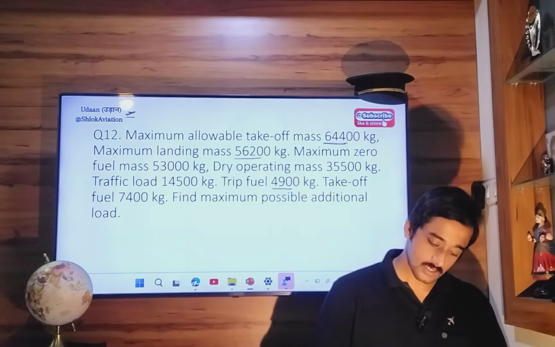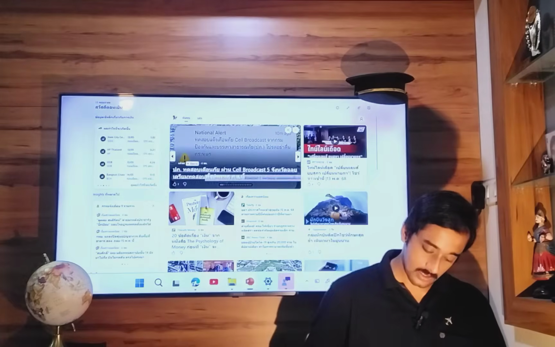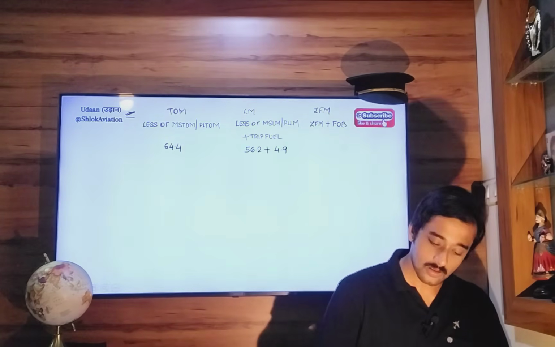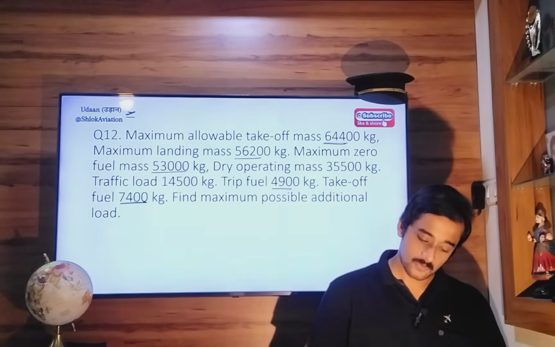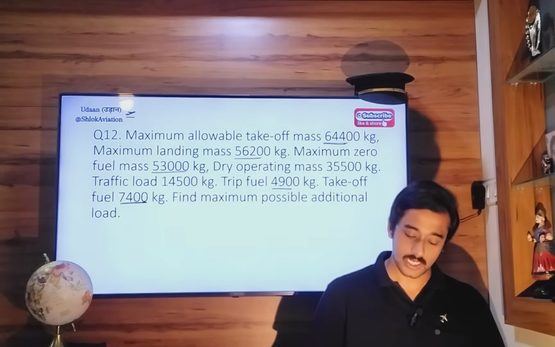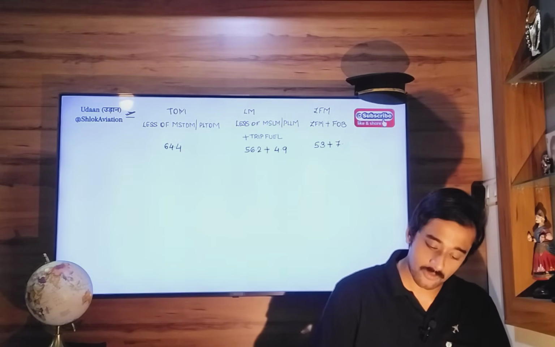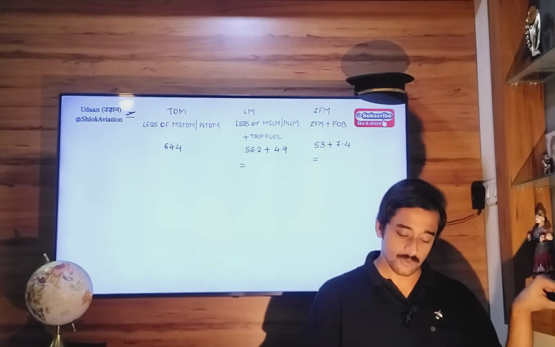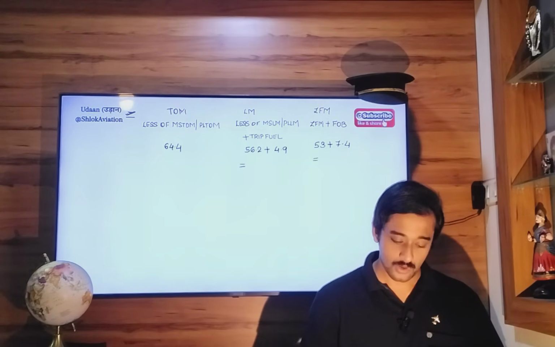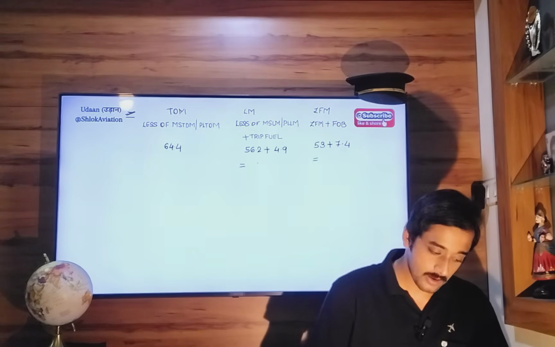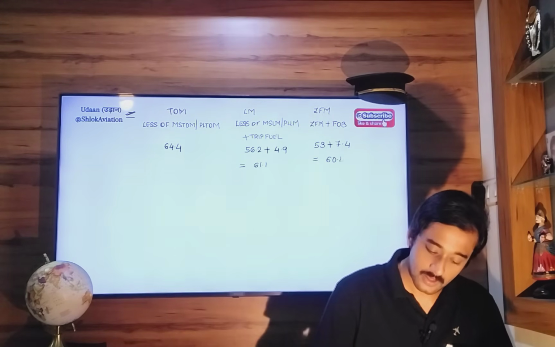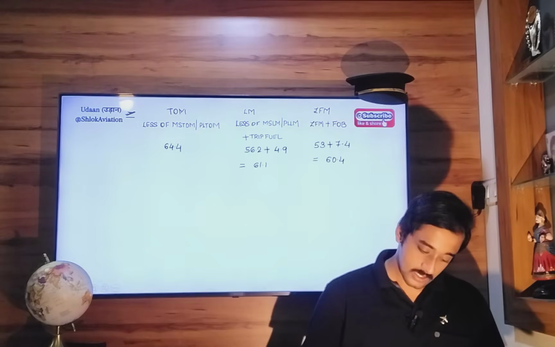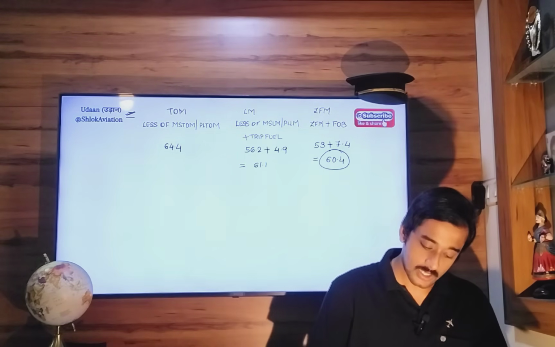Zero fuel mass 53,053. Fuel on board, minimum fuel on board 7,400. So 7.4. So 56.2 plus 4.9 is 61.1. 53 plus 7.4, 60.4. Now choose the least takeoff value. So the least number is 60.4. This becomes our regulated takeoff mass, 60.4.